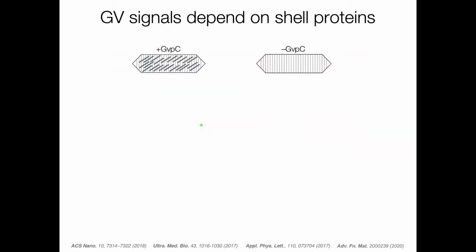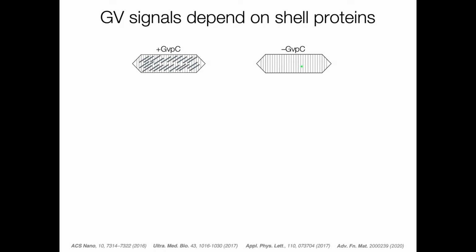What allowed us to do this is some fundamental work we did on the connection between the protein composition of the gas vesicles and their mechanics, and therefore their acoustics. In particular, we found that there's this protein called gas vesicle protein C, or GVPC, that sits on the outside of the gas vesicle shell and acts as a mechanical stiffener. So when it's present, the gas vesicle shell is more stiff. When it's absent, it's more flexible.